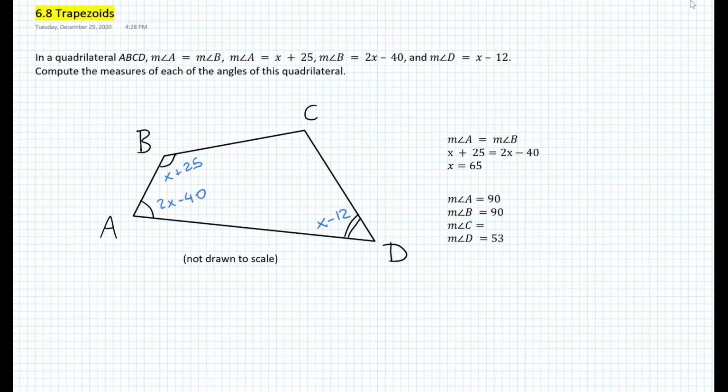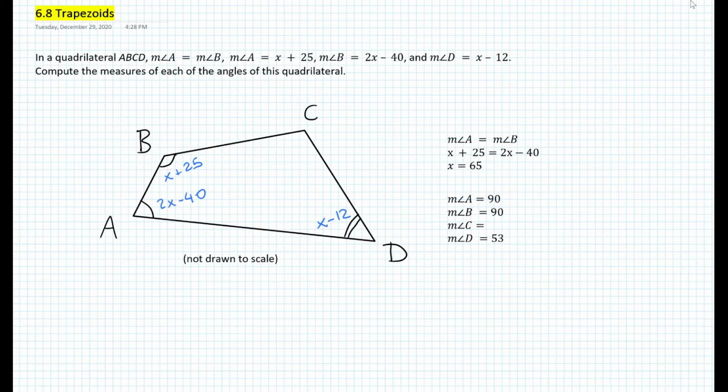So once we substitute, we obtain an angle measure for A equal to 90. Measure of angle B is equal to 90 as well. Measure of angle C, we don't know yet, but we know that the measure of angle D is 53 degrees. So how do we find the measure of angle C?